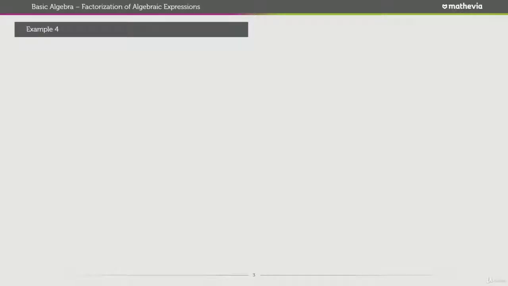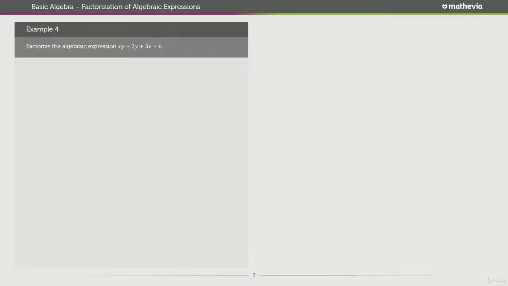So example 4 says: factorize the algebraic expression xy plus 2y plus 3x plus 6. This is looking interesting now. Merely looking at this, you can tell that there isn't one common factor that would divide all four terms. How do we approach this?